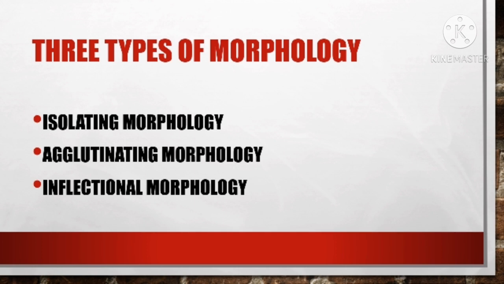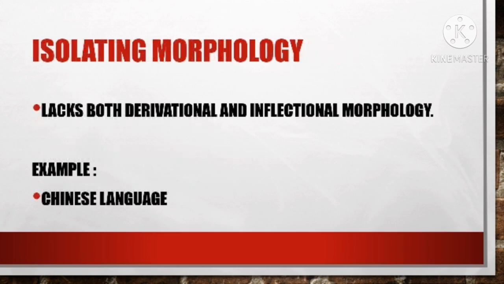Let's first discuss what is an isolating morphology. Isolating morphology lacks both derivational and inflectional morphology. As an example is the Chinese language. Chinese language has an isolating morphology. Why? Because each word used in this language contains only a single morpheme and usually does not focus on grammar.